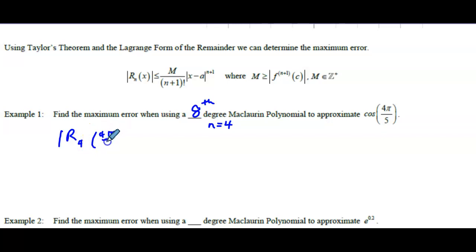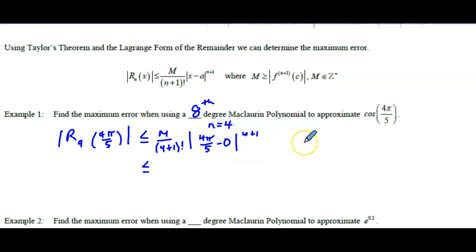4 pi over 5, that's our x value. That's going to be less than or equal to m over, and then we want to put the value of n in there. So that's going to be 4 plus 1 factorial, absolute value of 4 pi over 5 minus 0, to the 4 plus 1. So now here's the question, what's m?